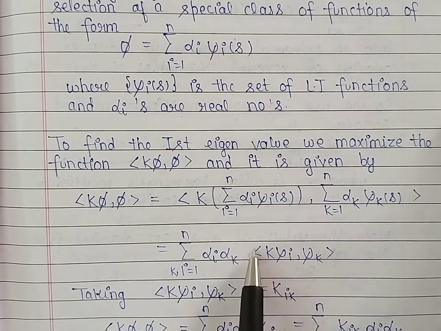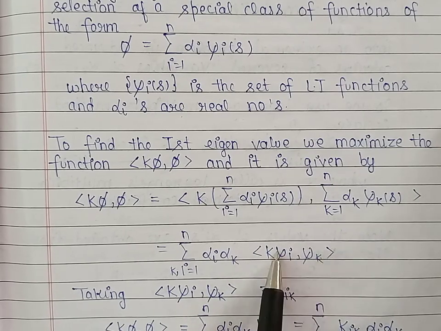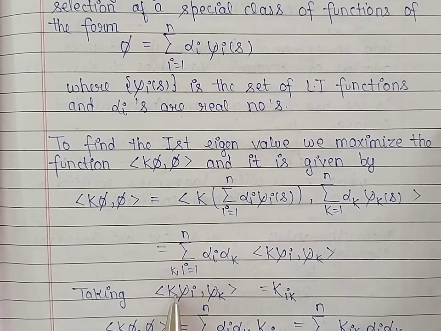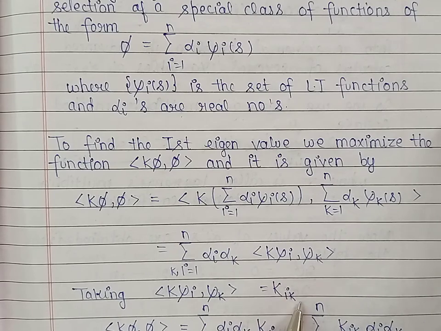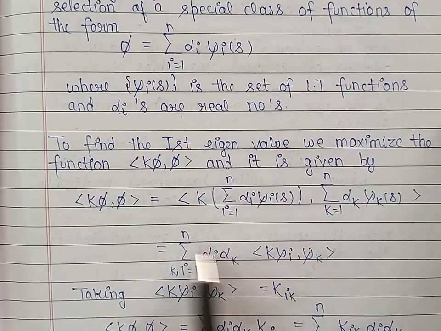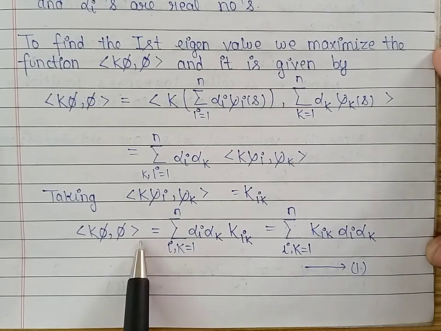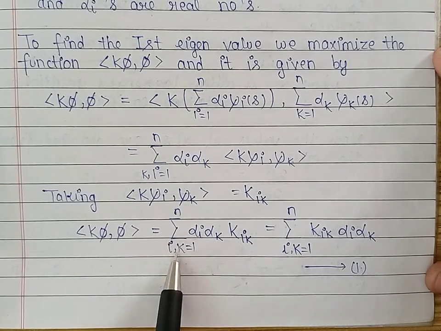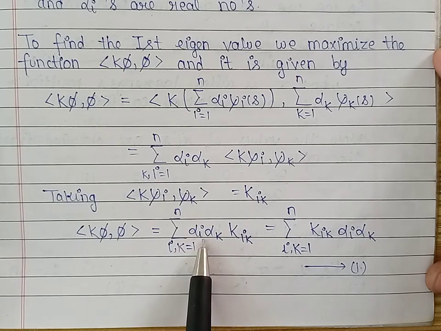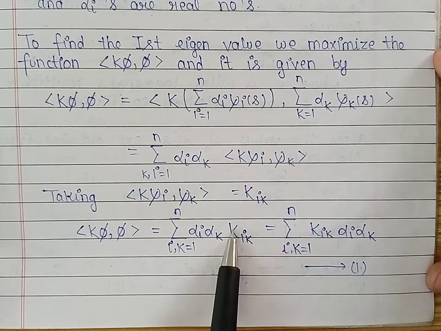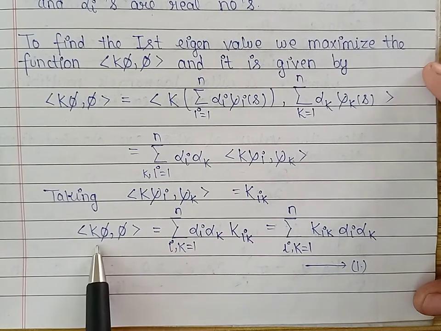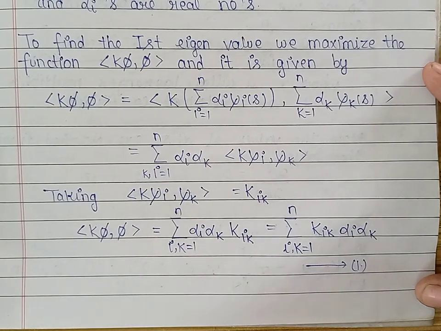Now let us use a notation for this inner product. We have denoted inner product of k psi i with psi k as k i k. We have used double suffix here because we have two suffixes i and k. So inner product of k phi with phi is equal to summation i and k varies from 1 to n alpha i alpha k k i k. So this is the value of inner product of k phi with phi.